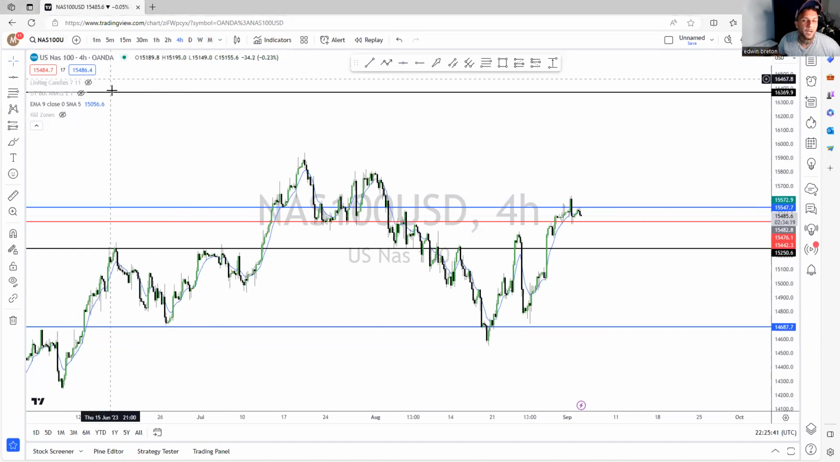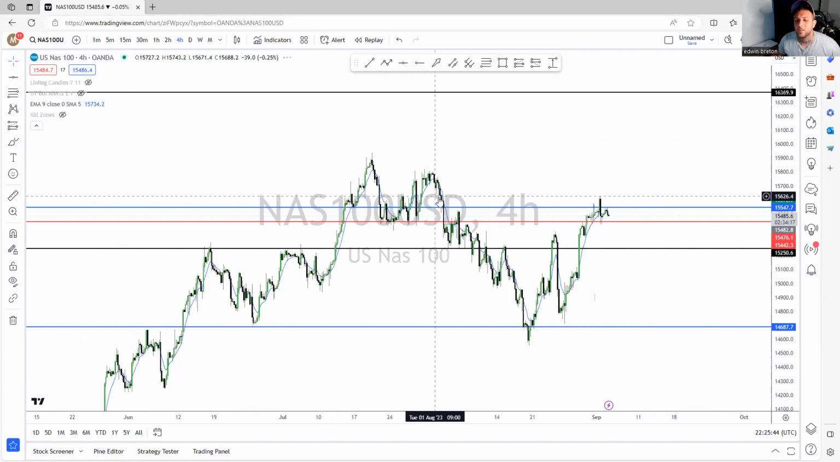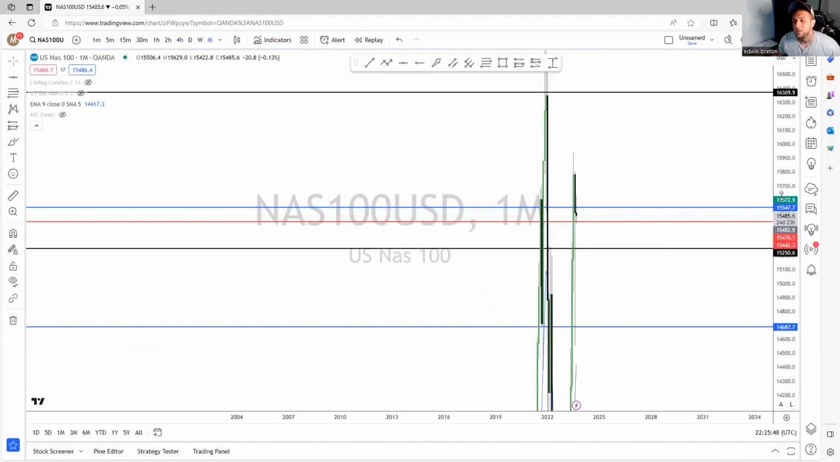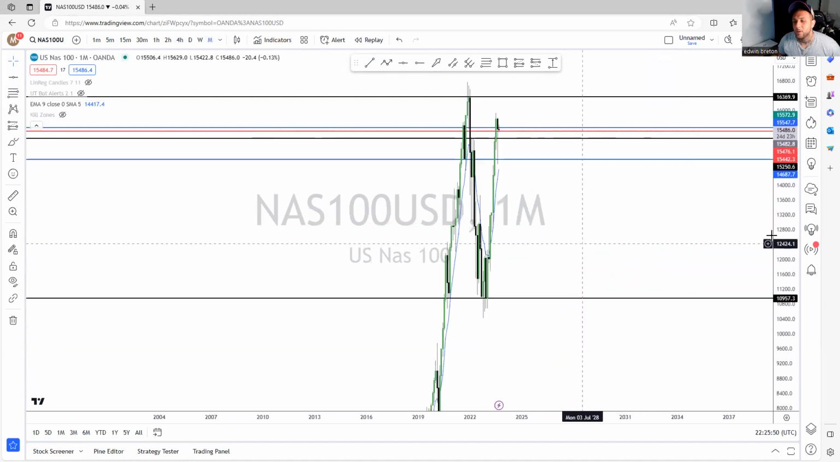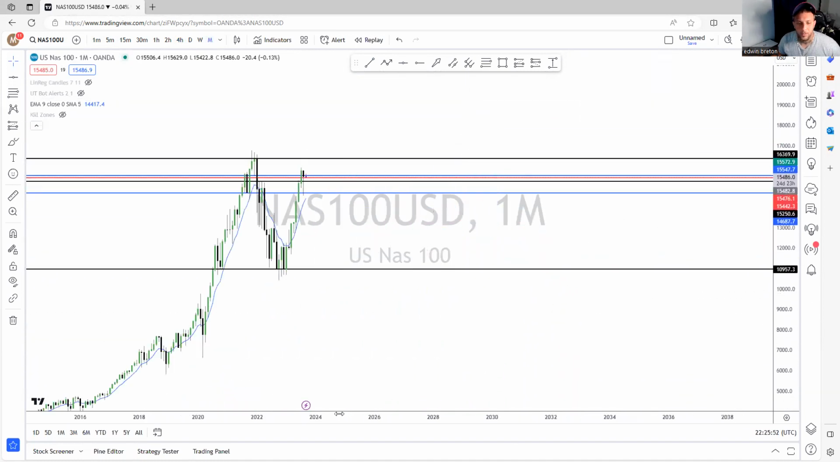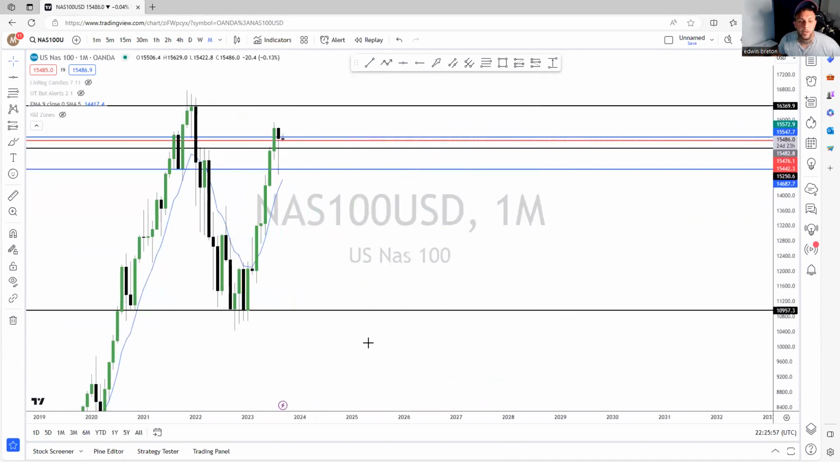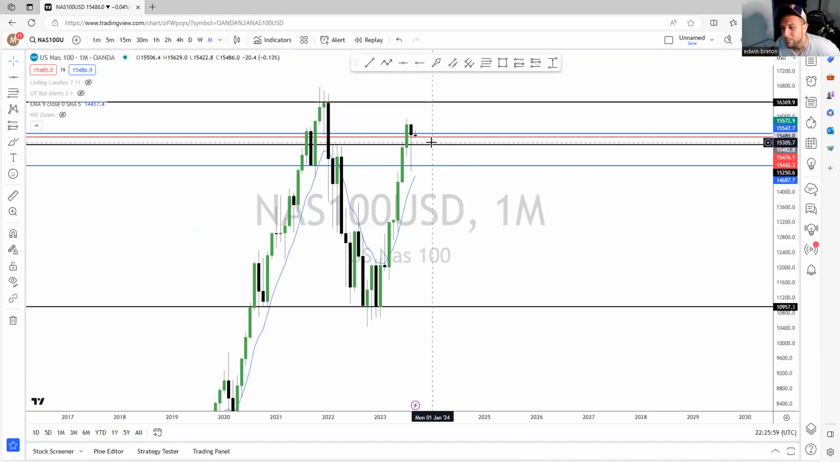I'm going to go ahead and break down Nas. I'm going to try to do this without intraday levels. I already have my zones marked out. Let's step into the monthly time frame and see where we're trading. I want to focus on where we're trading right now. My black lines are going to be my monthly zones.